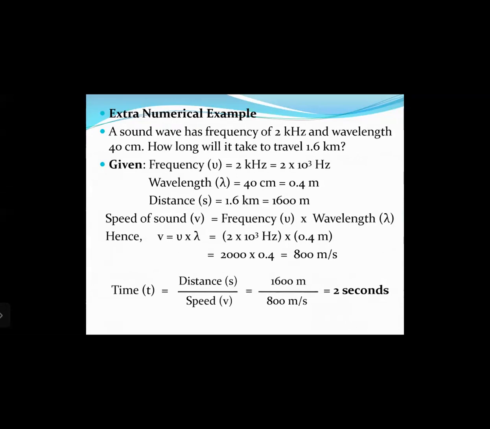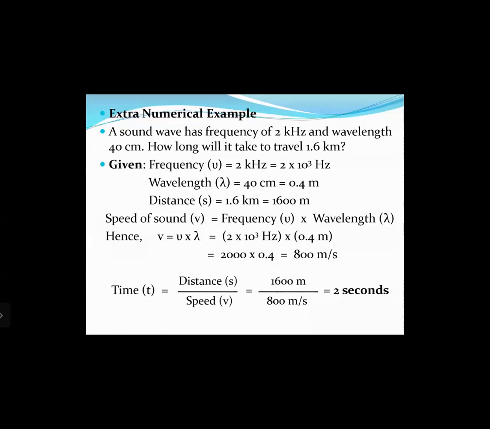We know speed of sound is equal to frequency into wavelength, right? So hence v equals nu into lambda. So we put nu as 2 into 10 raised to 3 hertz multiplied by wavelength as 0.4 meters. So we get 2000 multiplied by 0.4, that equals 800 meters per second. So in the first part, we have calculated the velocity of the sound, that is 800 meters per second. Fine.